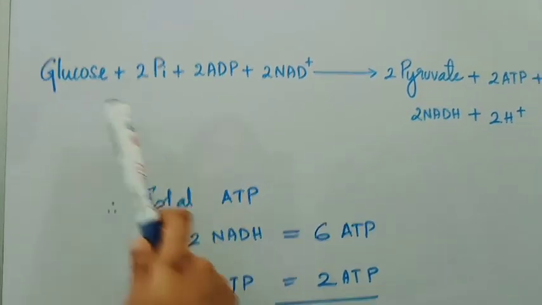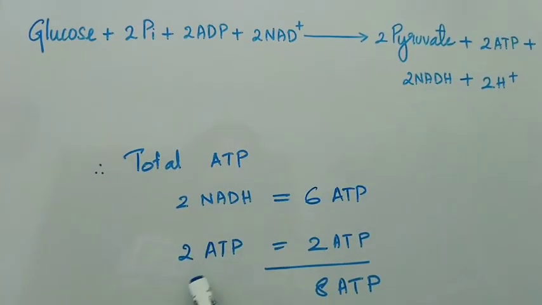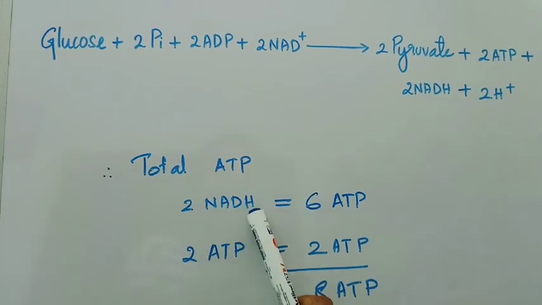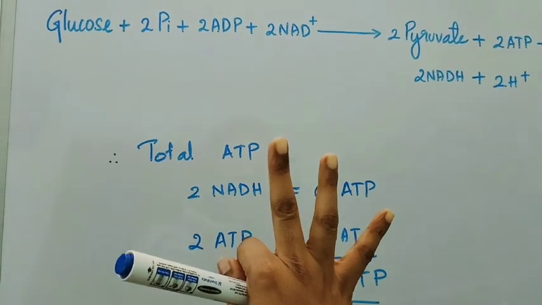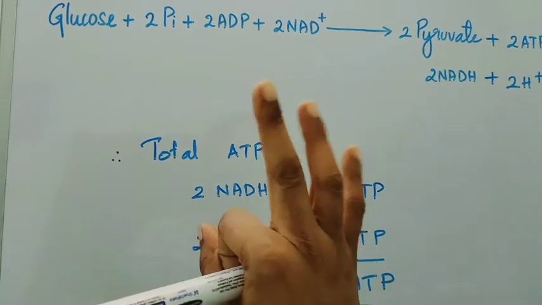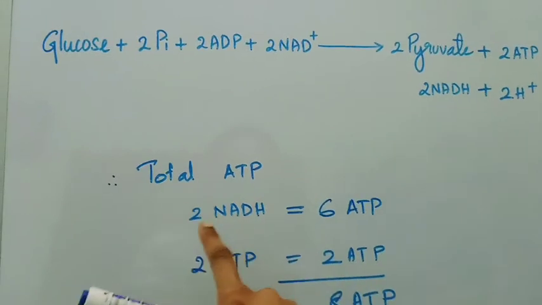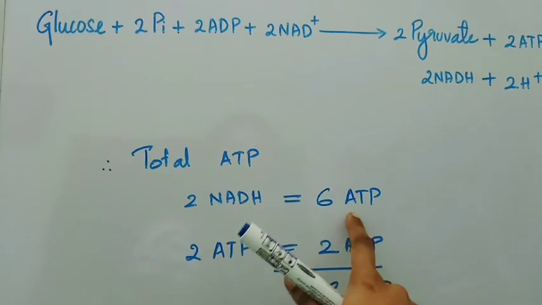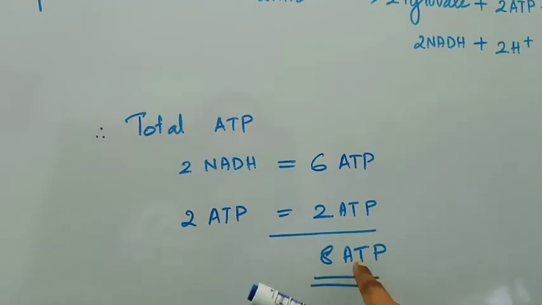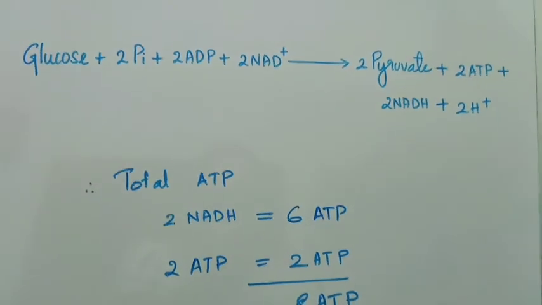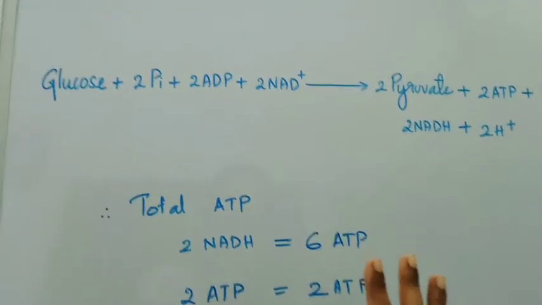To see the total ATP production in the entire process of glycolysis, we already have 2 molecules of ATP. When the 2 molecules of NADH are oxidized, each NADH molecule can give 3 molecules of ATP upon oxidation. So we have 2 NADH molecules, which is an equivalent of 6 ATP molecules. So 6 ATP plus the 2 ATP that we already received, in total 8 ATP molecules are produced during the entire process of glycolysis. Alright, after glycolysis, what next?